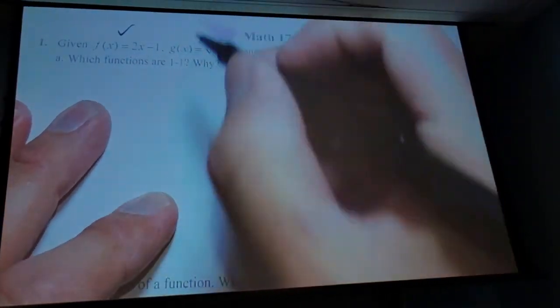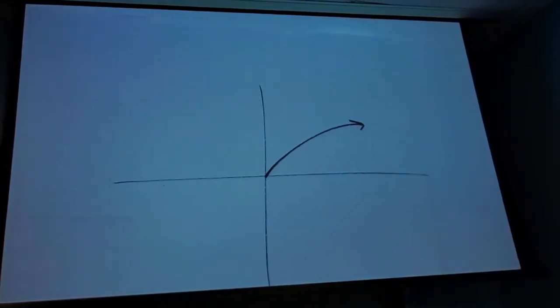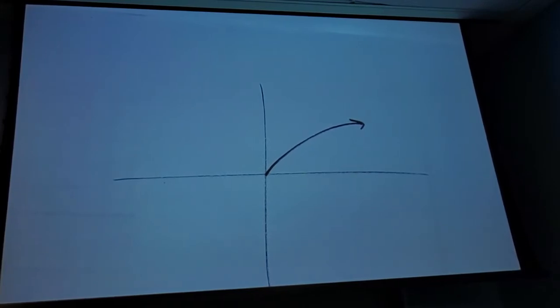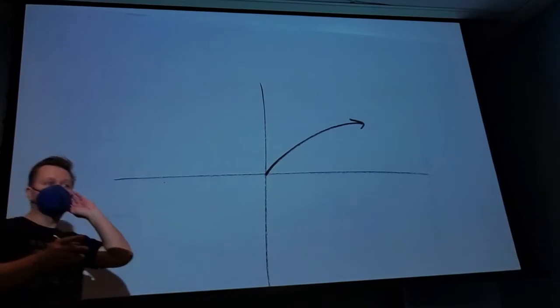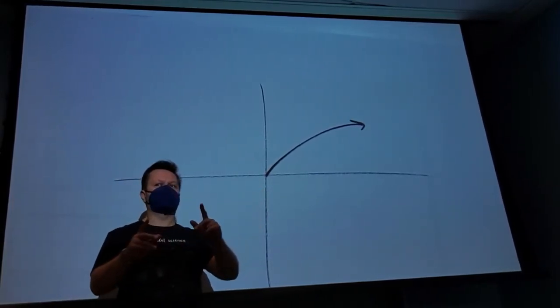Cube roots. We haven't actually talked about cube roots, but a square root basically looks like this, right? Why does it stop at 0? Why doesn't it keep going? A square root can't have a negative. Good. Square root can't have negatives. What about a cube root?